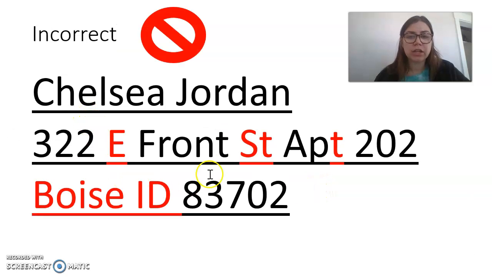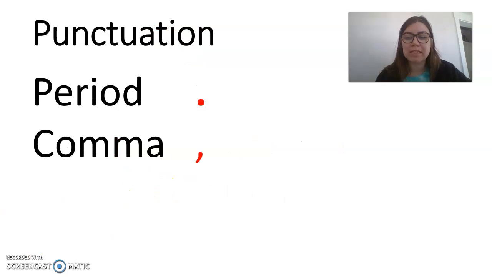So let's look at this incorrect address. The incorrect parts are in red. So Chelsea Jordan is okay, 322 is okay, East. Now, what is wrong with East? There is something wrong with East. Let's think. Front is okay, street. There is a problem with street. There is a problem with apartment. And there is a problem with Boise, Idaho.